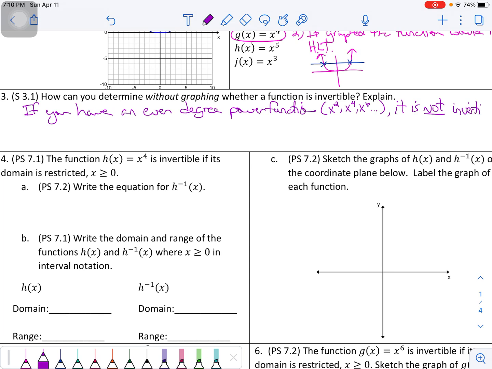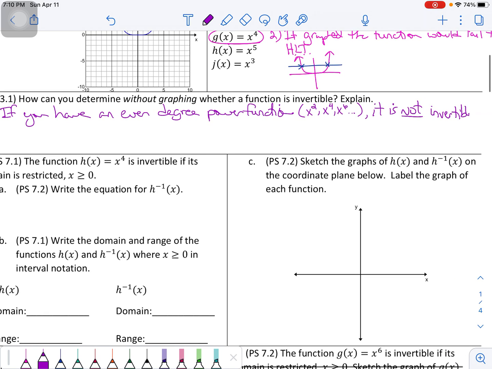I think I'm spelling invertible wrong, so let me try that again. No, I think I was spelling it right. That's okay. It's not invertible.